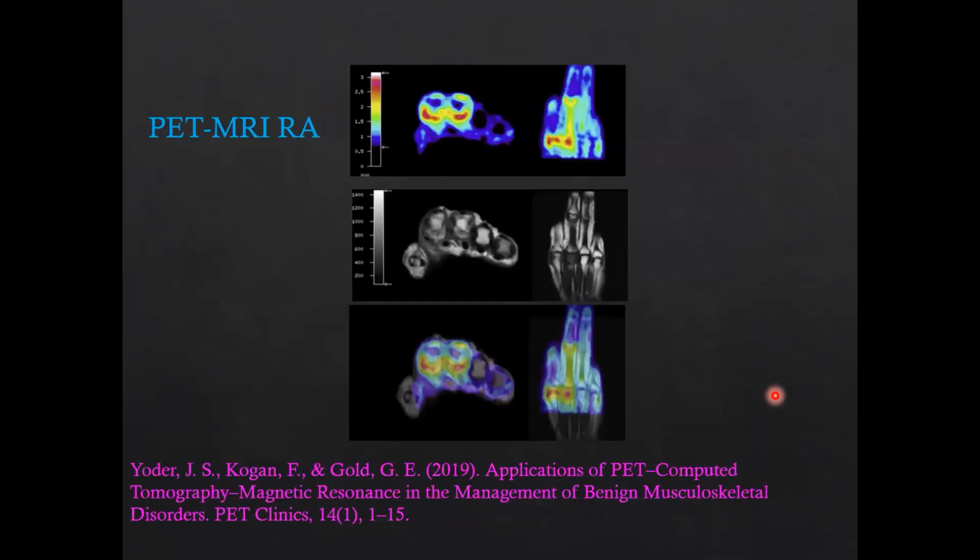This is PET MR in rheumatoid arthritis, as MR is more sensitive for soft tissue evaluation. Even minor synovial thickening or any sort of minimal soft tissue change can be seen, and it correlates well with the PET. So the blend of PET and PET MR is one of the most important aspects in this.